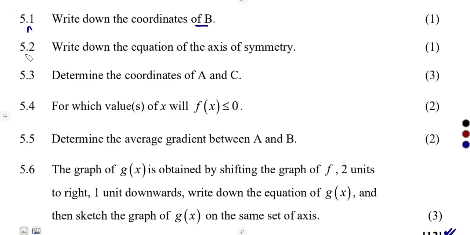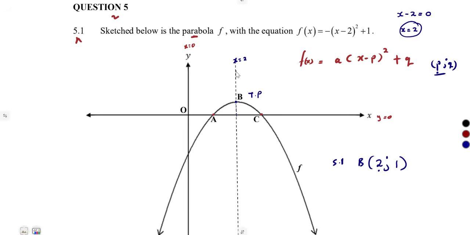Anyways, let us see 5.2: write down the equation of the axis of symmetry. It is the one that I've already answered here. X is equal to 2 for this line. So this one is direct. For 5.2, our answer was x is equal to 2 for the axis of symmetry, the line of symmetry at the turning point.